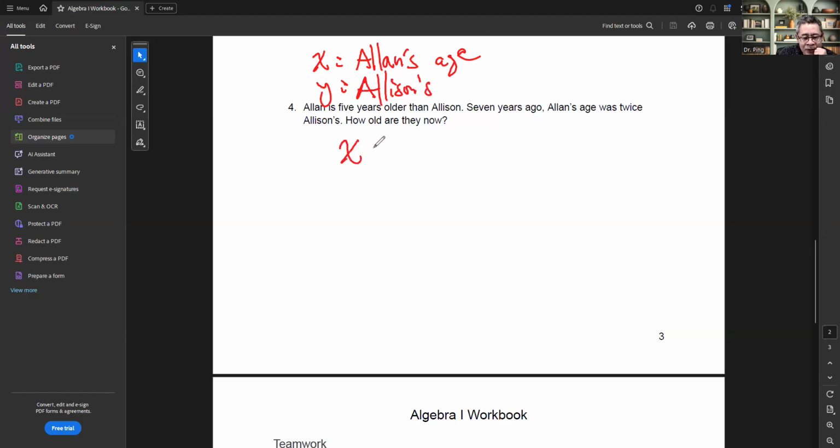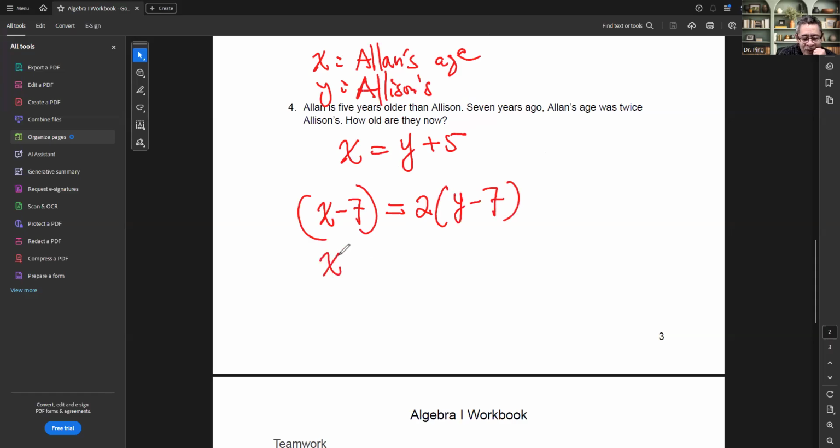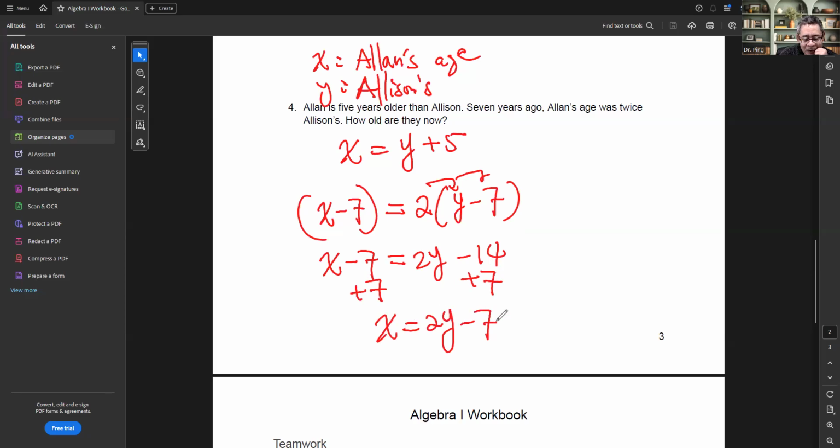So x is y plus 5, and then 7 years ago, it's x minus 7, which is twice y minus 7. Then we can expand that. x minus 7 is equal to, this expanded, 2y minus 14. Add 7 on both sides. Then x is 2y minus 7.